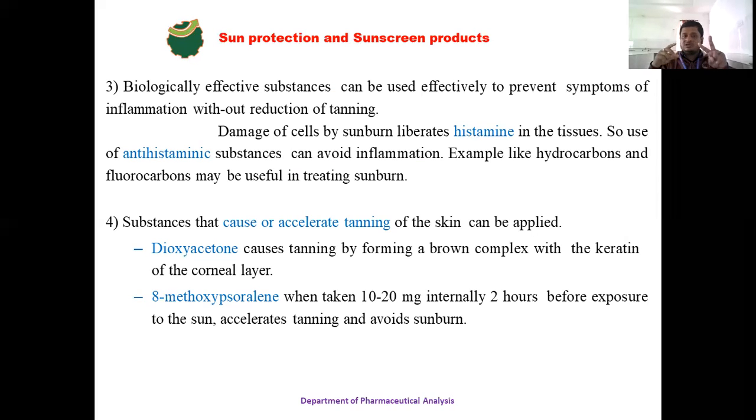Okay, so there are two things. One is the use of dioxyacetone and the use of 8-methoxysoralene. Dioxyacetone definitely topically and 8-methoxysoralene internally in a dose of 10 to 20 mg. Okay, so those two methods we can use to accelerate the tanning, and that tanning is what will mainly protect our skin.